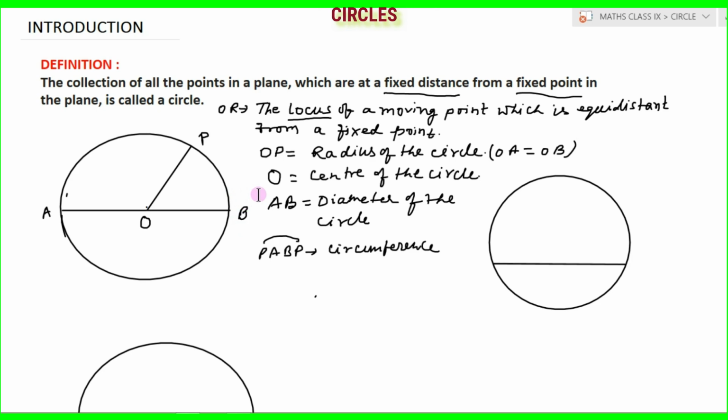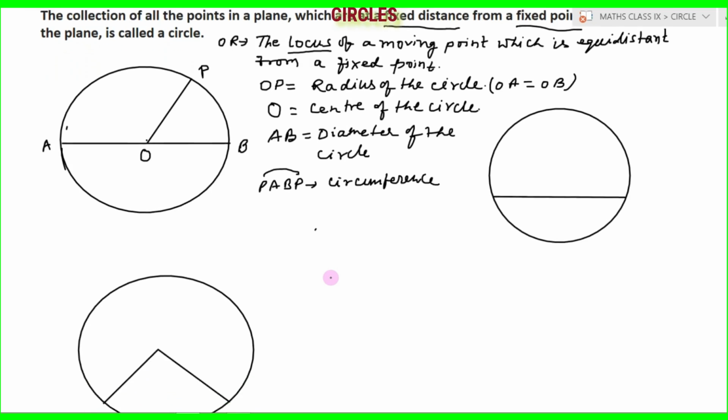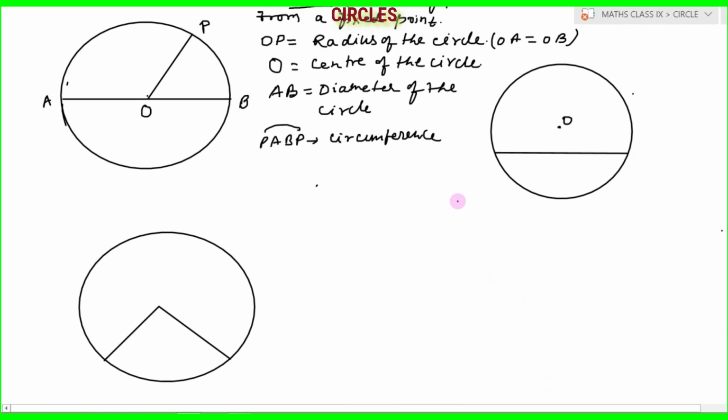Now I am coming to some new terms related to the circle, which we will discuss in the second figure. This is another circle with center O. Suppose we take a point P and another point Q on the circle. If we join these two points, we get a line segment. This line segment PQ is named a chord of the circle.